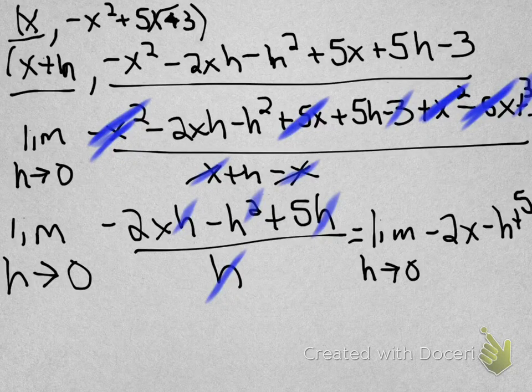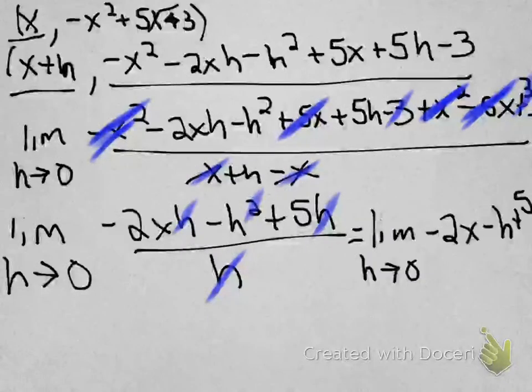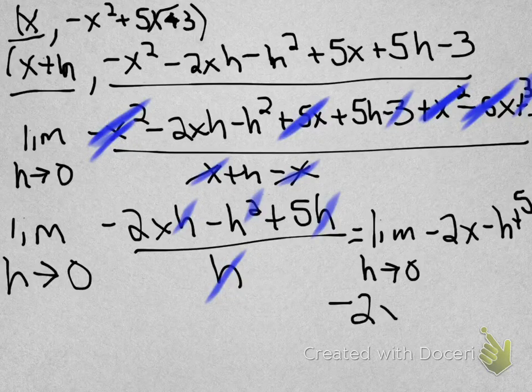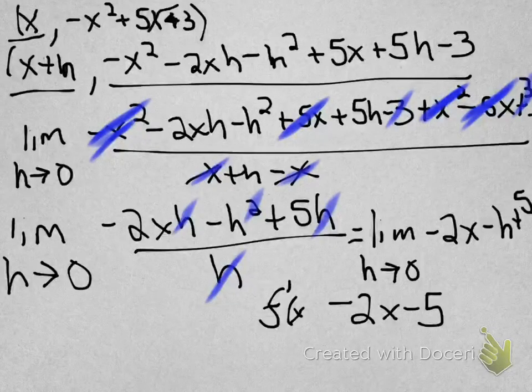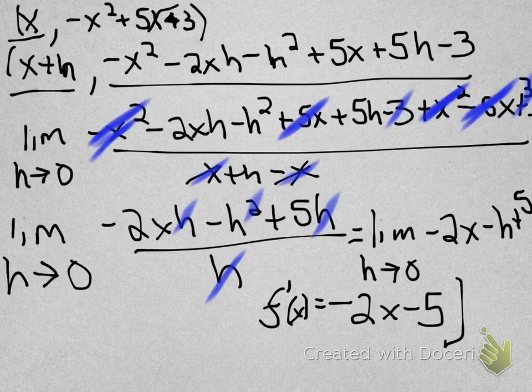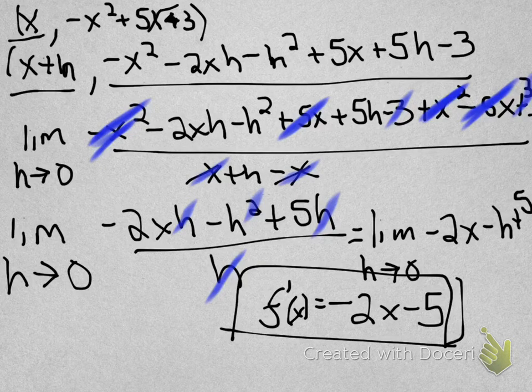Then we plug in h equals 0, so we get negative 2x minus 0 plus 5, and we end up with negative 2x plus 5. That is our derivative function. What that does is tell us the slope at any point on that function.